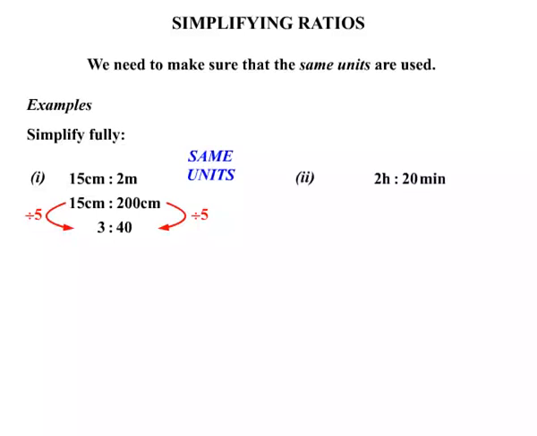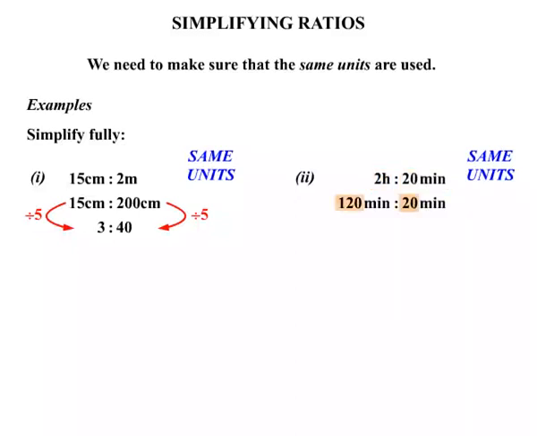The second example, 2 hours to 20 minutes. So we need to simplify that. Okay, we have hours there and minutes. So again, the units are different. We need to use the same units. In this case, it's best to use minutes. So the 2 hours will change to 120 minutes. The 20 minutes remains the same. Now we have the same units.